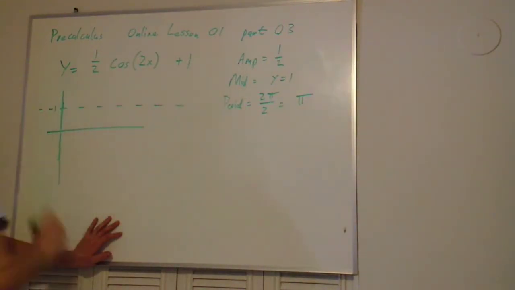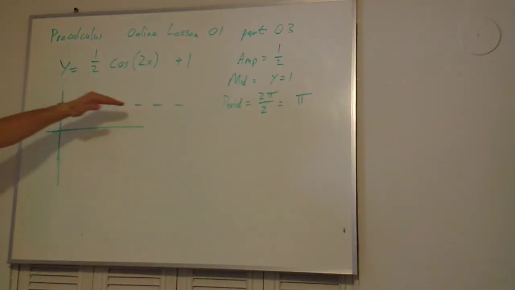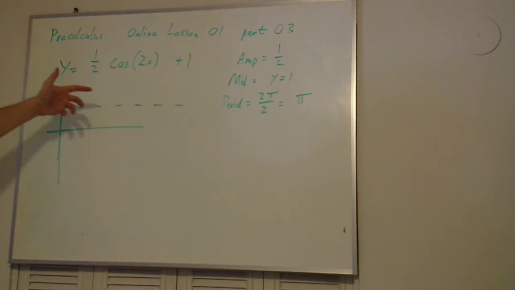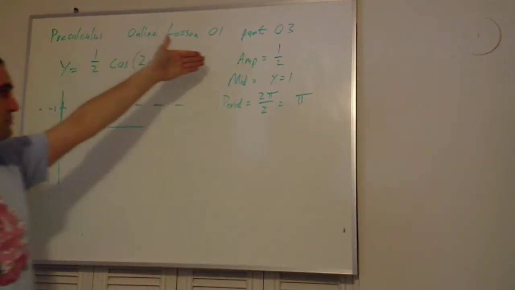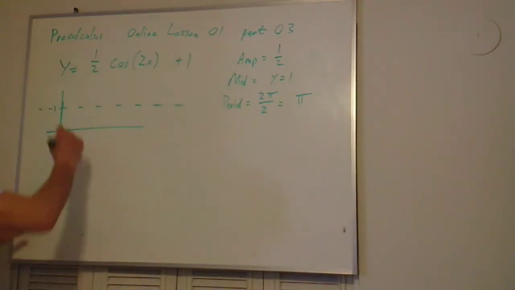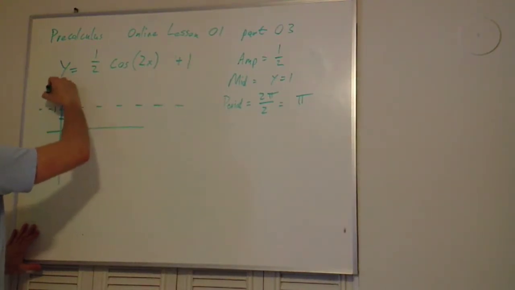So here we go. This is positive 1. This is where you start, by drawing the midline. From here, you're going to think about how far above the midline does it go and how far below the midline does it go. And that's what the amplitude will tell you. So this thing is going to go half a unit up and half a unit down.